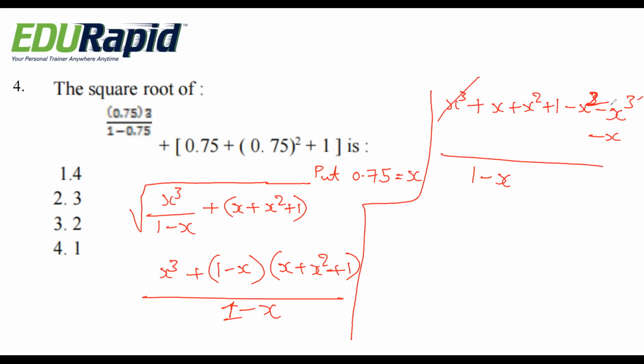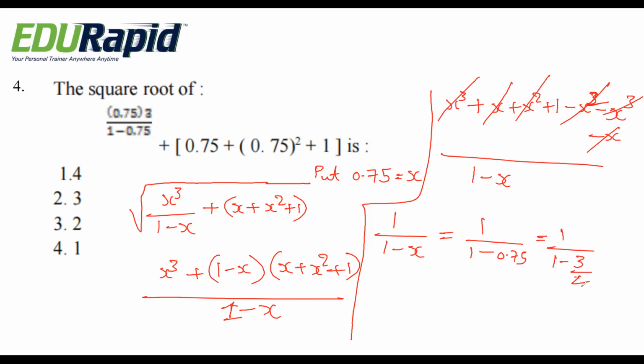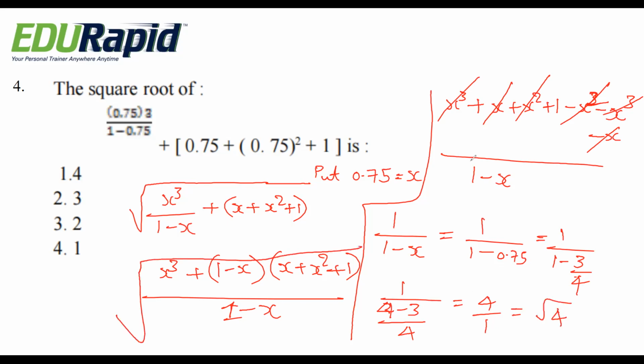Here x cube gets cancelled, plus x square minus x square, plus x minus x. So remaining is 1 divided by 1 minus x. So x means what? 0.75. You can write it as 1 minus 3 by 4, 0.75 as 3/4. It becomes 4 minus 3 by 4, that is 4 by 1. So the square root of 4 is what? 2. So option 3 is the right answer.